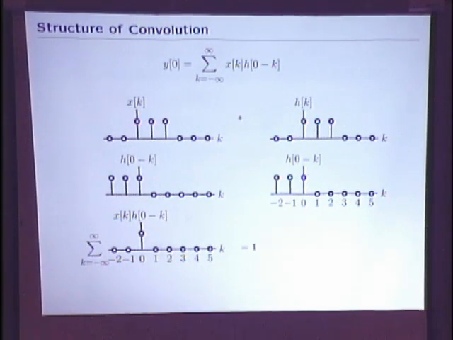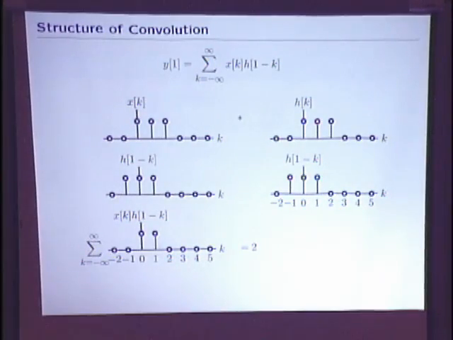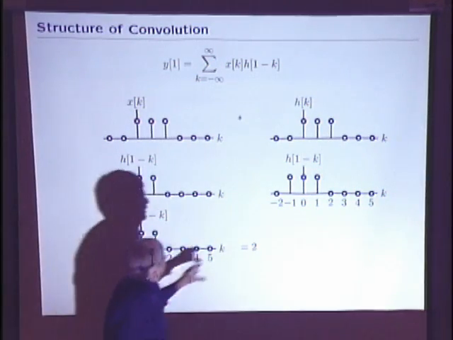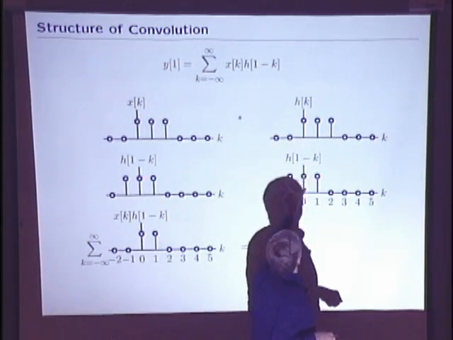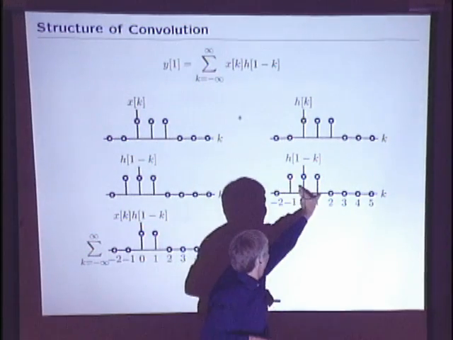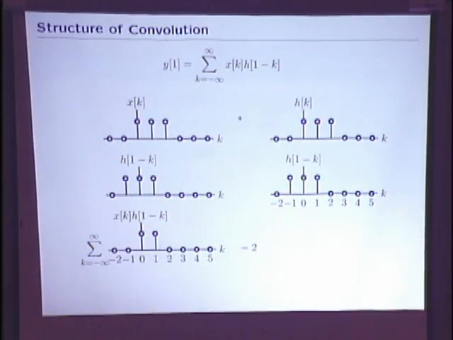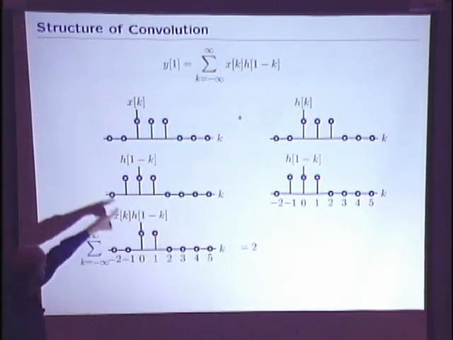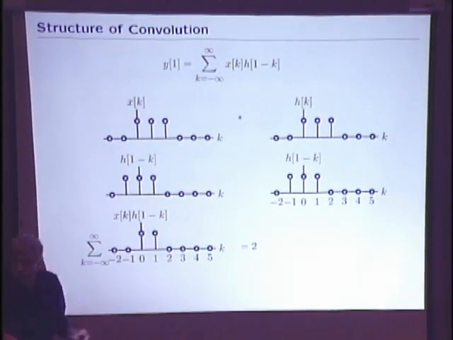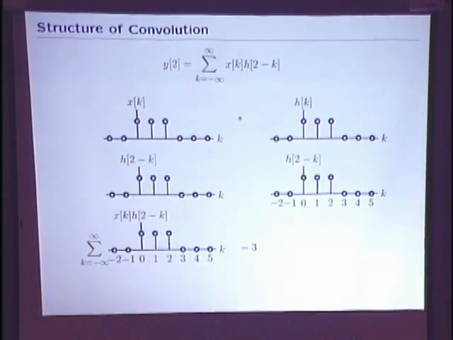So at time equals 0, the answer is flip, shift by 0, multiply, sum. The answer is 1. If I want to find the 1 answer, now the shift is shift by 1. So now instead of having flip, which would have put the 3 samples here, I shift by 1. So now they're over there. So now when I do the multiply, I pick up 2 non-zero answers, and the answer is 2. If I wanted y equals 2, I do the same thing, but now I shift by 2.